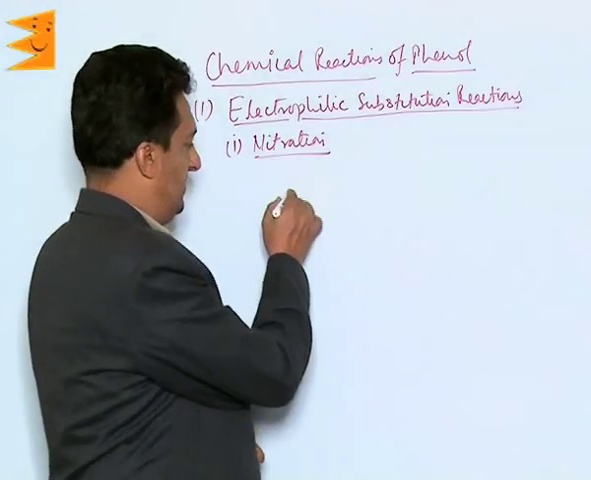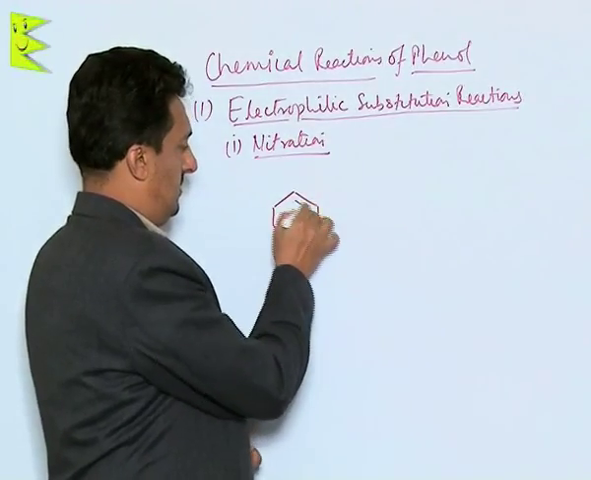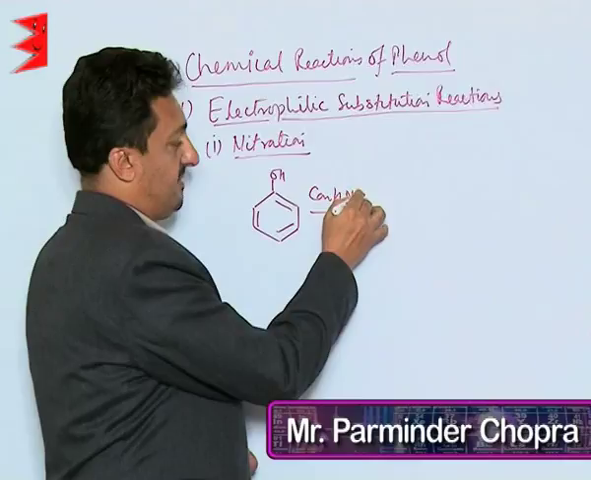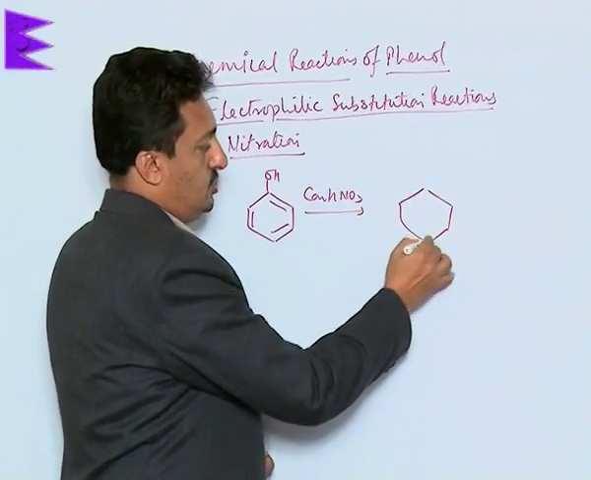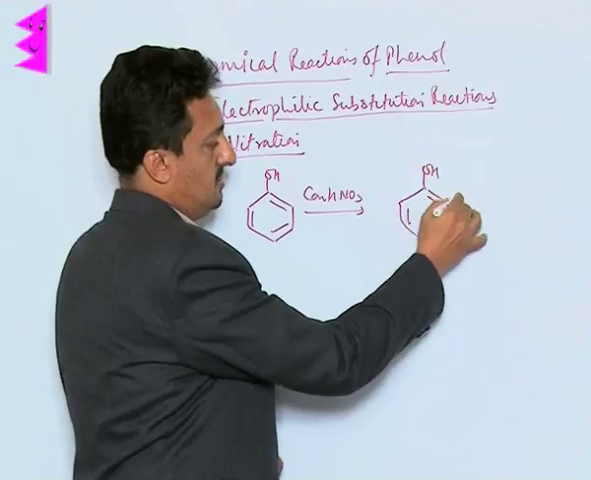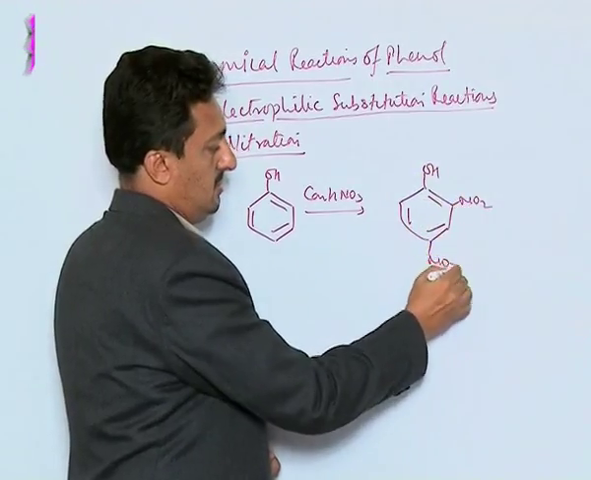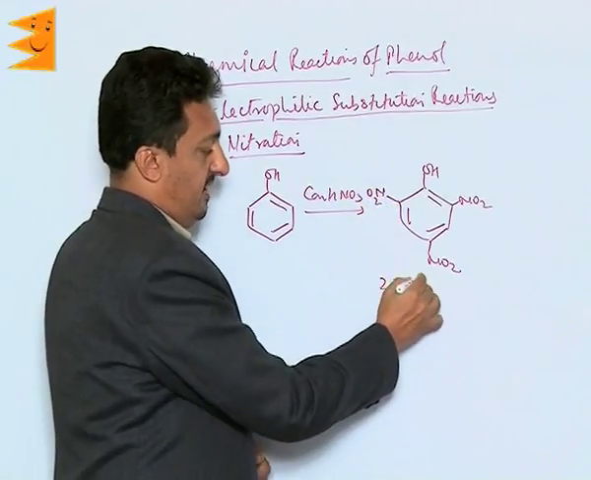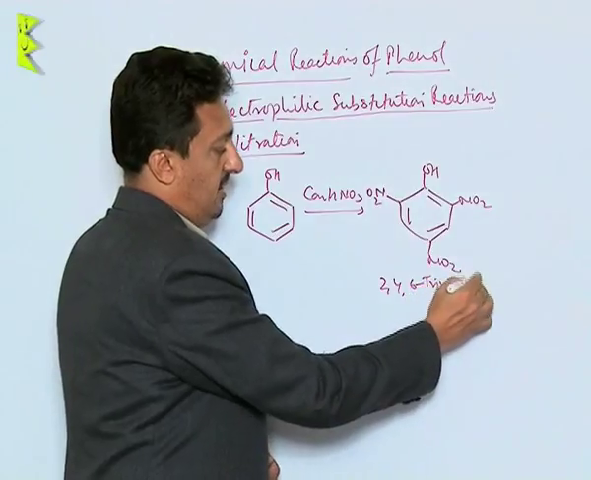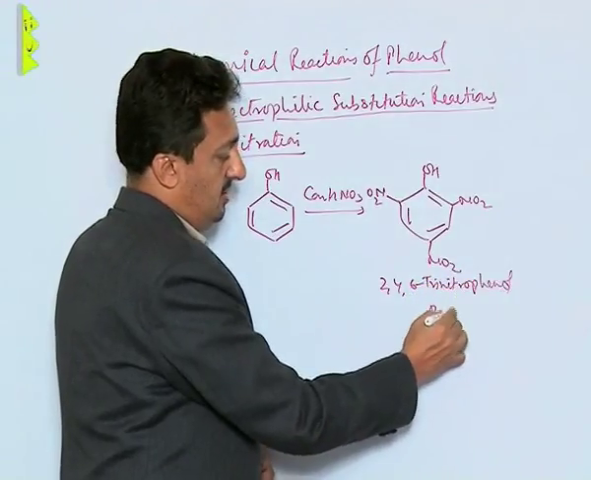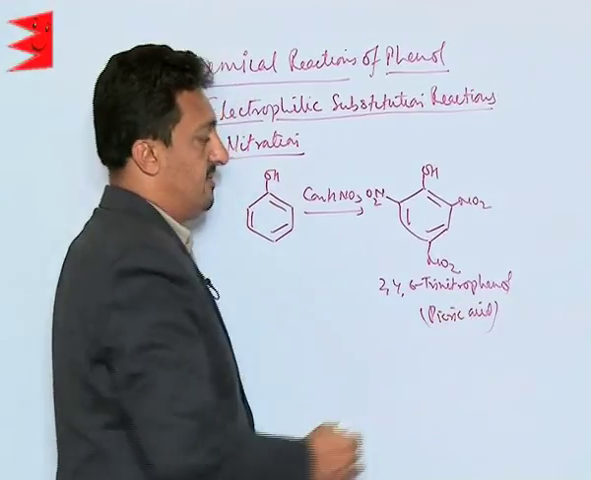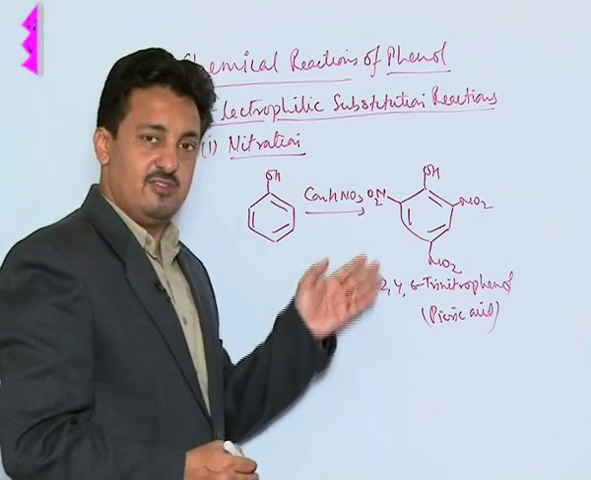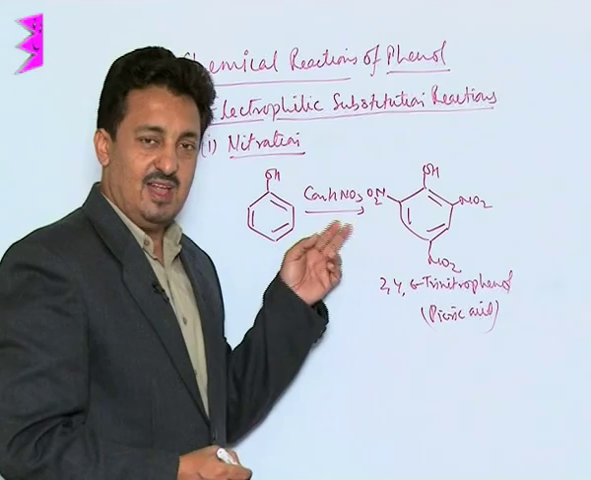Phenol, when reacted with concentrated nitric acid, shows tri-substitution and forms 2,4,6-trinitrophenol, which is also called picric acid. Though the yield by the direct reaction is low, the reason being the phenol gets oxidized by the nitric acid.